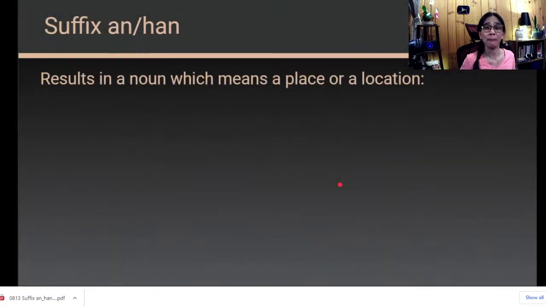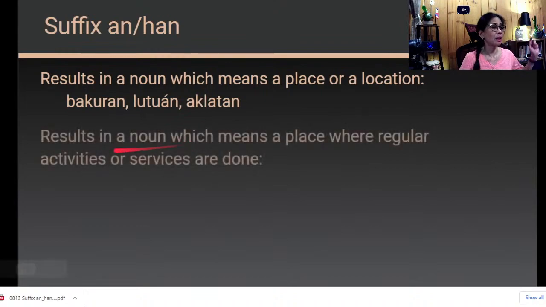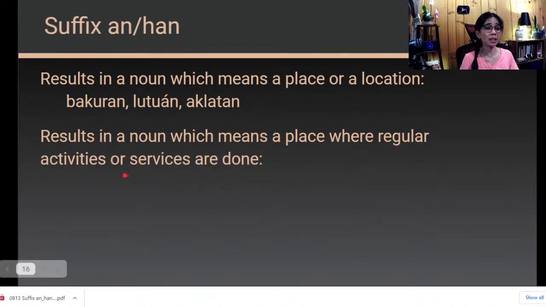And yeah, another set of words about the suffix an or han. A place or location. That was already said. Like bakuran, your property, the lot in your property. Lutuan, kitchen. Aklatan, library. And so it results in a noun which means a place where regular activities or services are done.